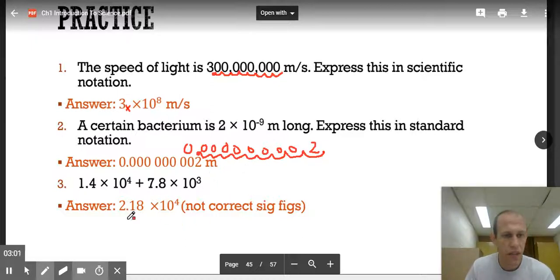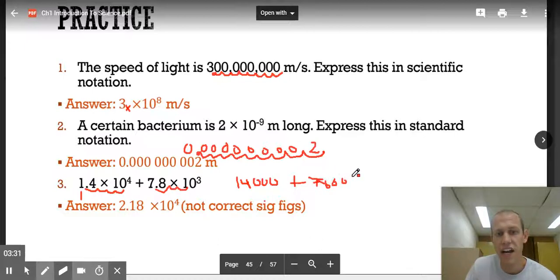And then here we have the last one. We're going to add these two numbers together. So this is a little tricky. What I suggest to a lot of people is just write out what the number actually is. So this has to move 4 times to the right, so it's really the number 14,000. And then add it to what this number really is, moving this decimal 3 times, 7,800.